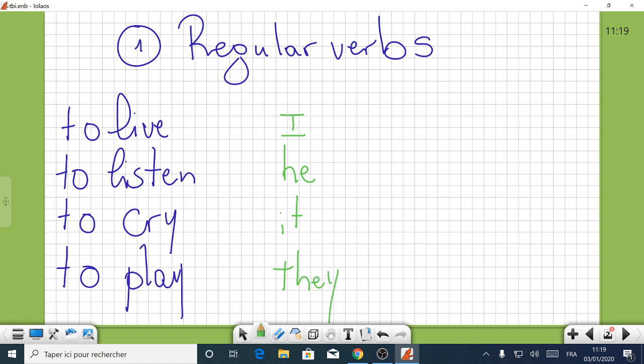So as you can see, we have different types. We have I, he, it, and they. Of course, if you still remember, we have I, you, he, she, it, we, you, and they. Today, just examples to apply the verbs, or to make the application on these verbs. So I take, for example, the verb to live.